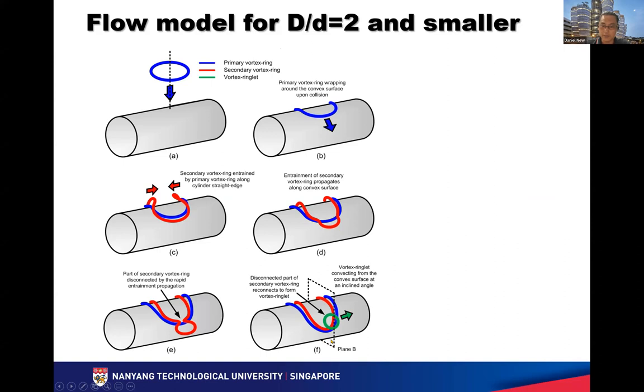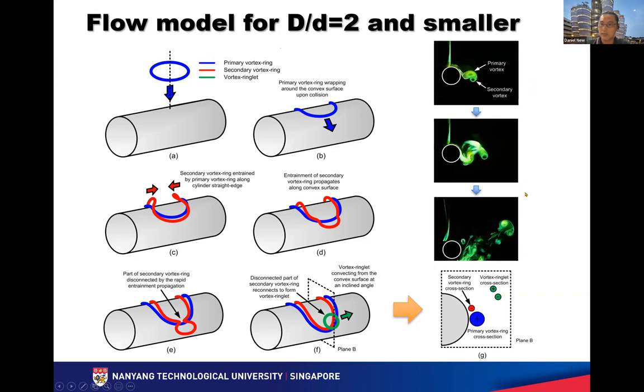So again, we make use of the same strategy when it comes to validating this flow model to make sure that it's possible. Once again, we take a hypothetical cross-section, and we say that if we take a cross-section here, we should be able to see this. We went back to our experimental data, and it appears that we do see pretty much the same thing. So we were quite happy that we were able to find a plausible explanation for the vortex ring collision behavior, when it comes down to the very fundamental flow physics.